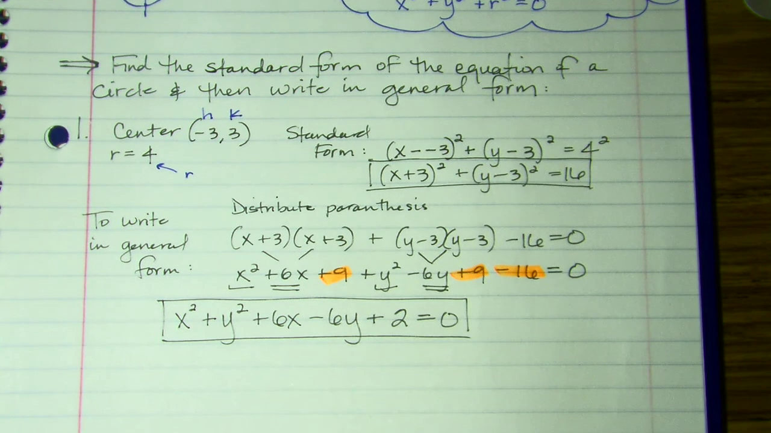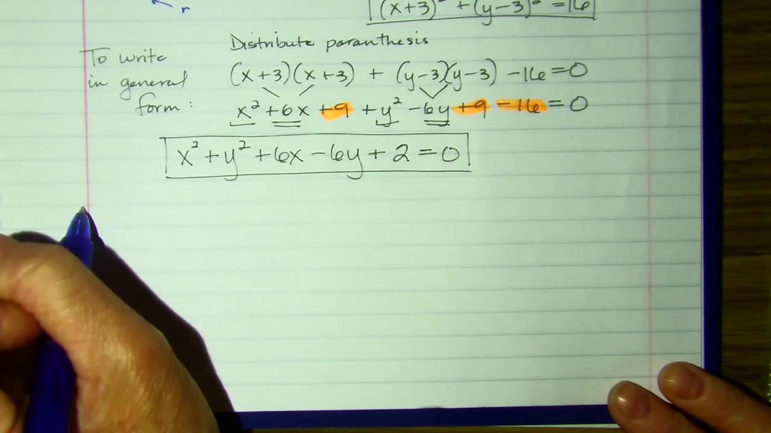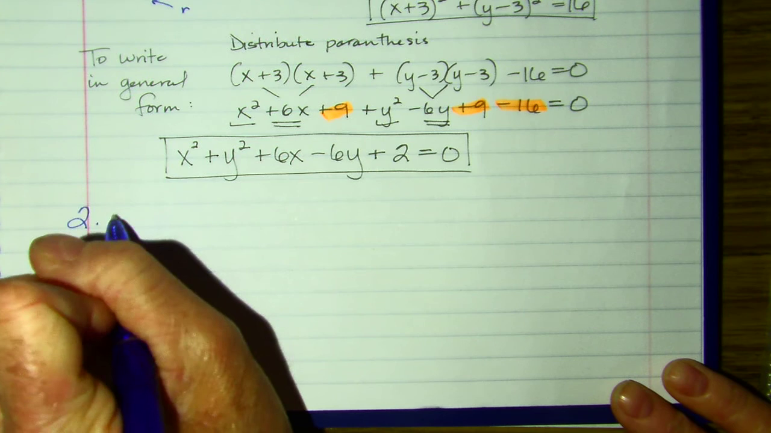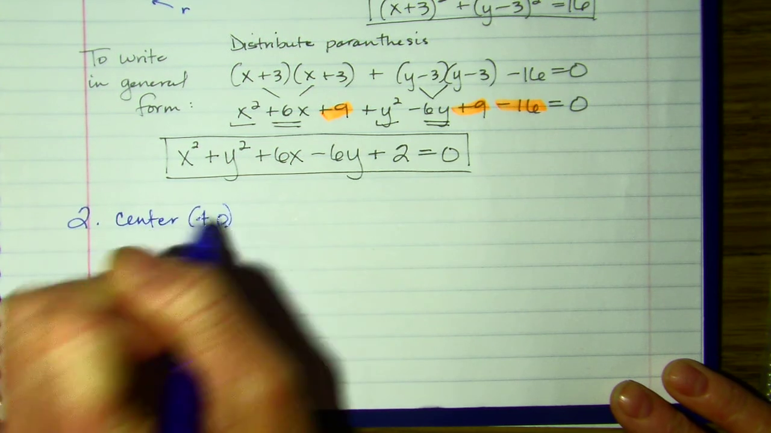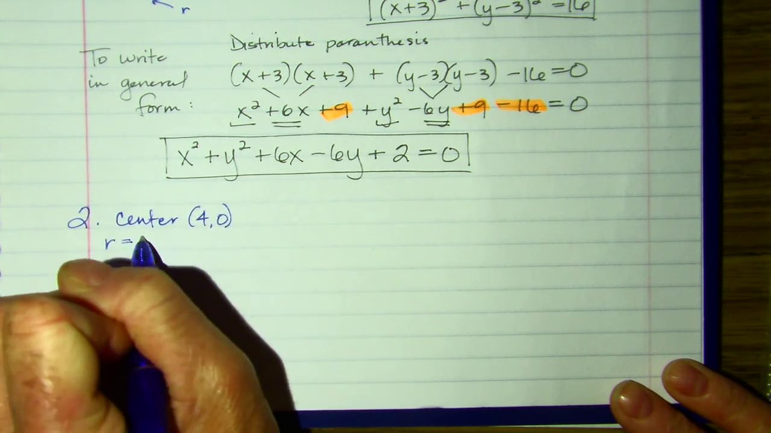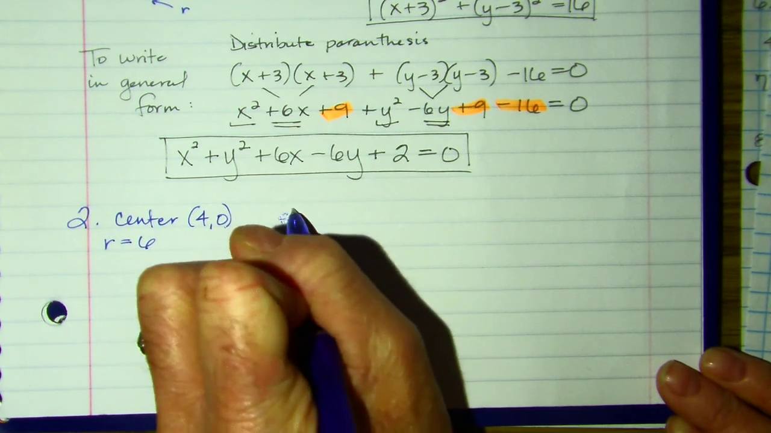Okay. Moving on to the next one. So if my center is at 4, 0, and my radius is 6. Okay, so let's plug it into standard form.